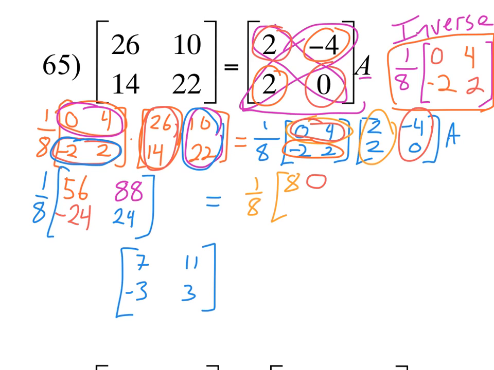Second row, first column, we're going to have negative 2 times 2 is negative 4. 2 times 2 is 4. I'm going to add those, I get 0 again. And then finally, we're going to have negative 2 times negative 4, and that's going to be 8. And then we're going to have 2 times 0, so when I add to that, I get 8. Okay. And that's going to be multiplied by matrix A.